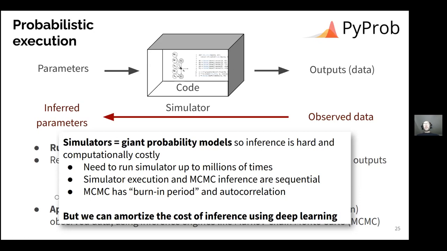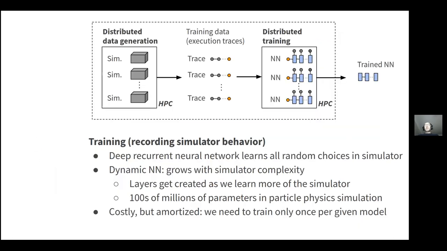So, and you amortize the cost of training that infrastructure, basically. So the name amortized inference comes from that. The following slides explain some details about this. There are two phases of this amortized inference idea. This is actually what we did with the physics simulator.